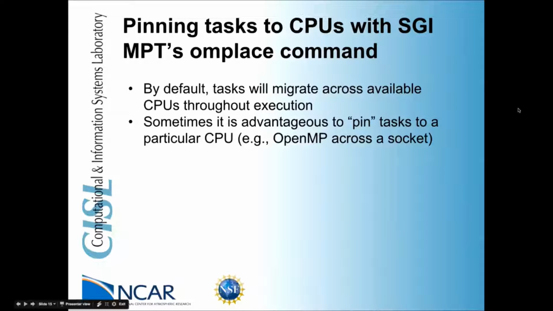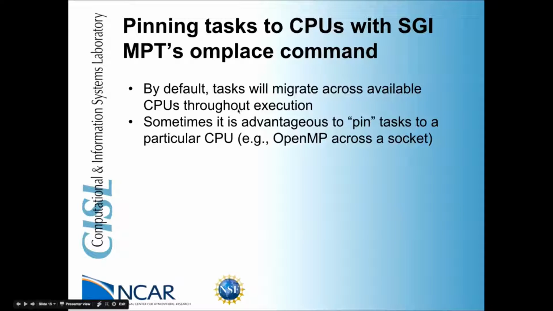So by default, when you run a job, your MPI tasks or your OpenMP threads will tend to migrate across available CPUs through execution, meaning that if I have a task that's MPI rank 0, that might go from the 0 core to the 1 core to the 4 core, moving around the CPU as the job runs. And the operating system handles this behind the scenes, and it does that to try to balance the load. That's what happens by default.